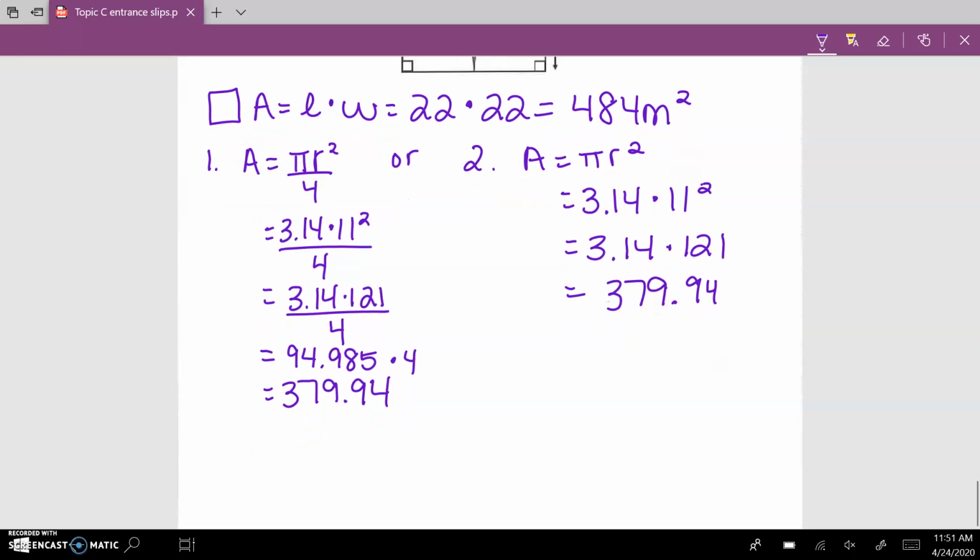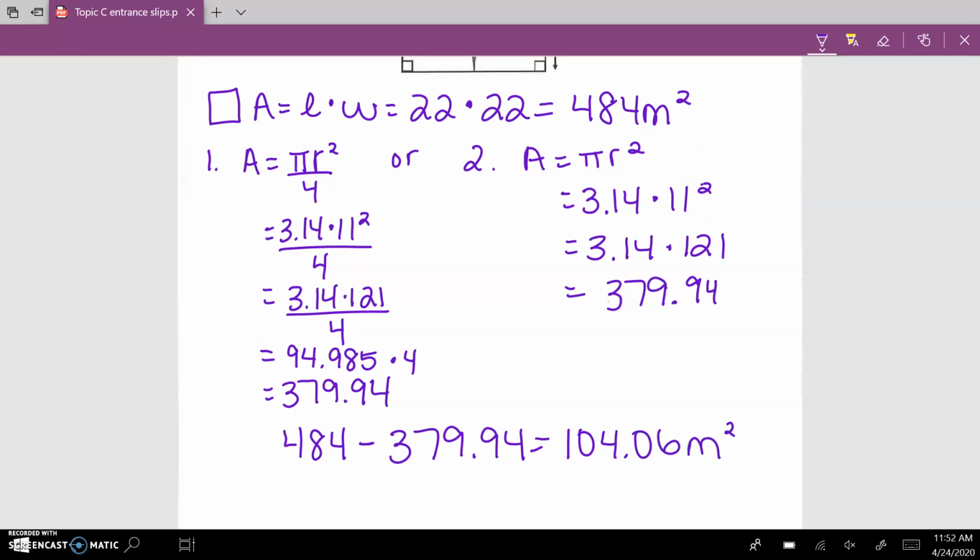Okay, so we've got the individual areas. Now we're going to take our square, our 484. We will take out those quarter circles, so subtract the 379.94. And when you do that, you get 104.06, and we're talking about meters squared. Okay, so that is your answer.